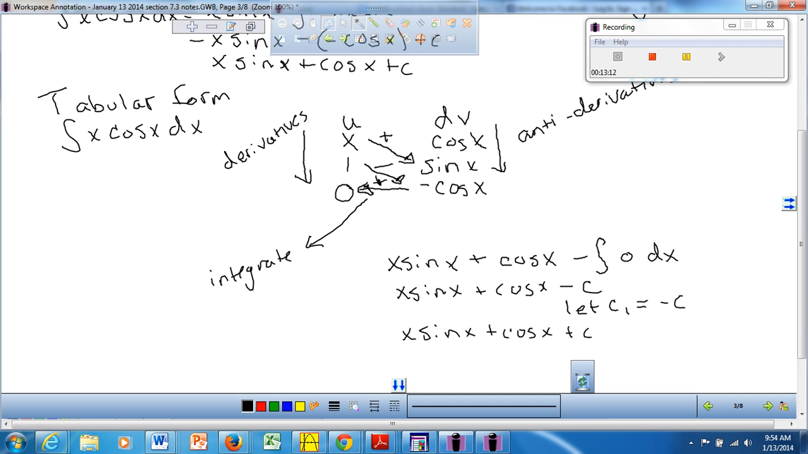Okay. So, comparing the traditional version to the tabular version in this problem, there's not too much difference in the amount of work. But there are in others. So, let's try another one.